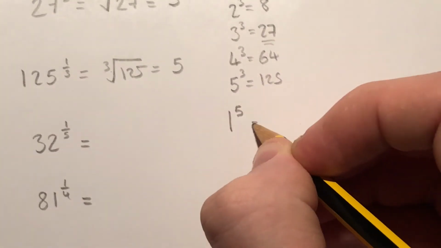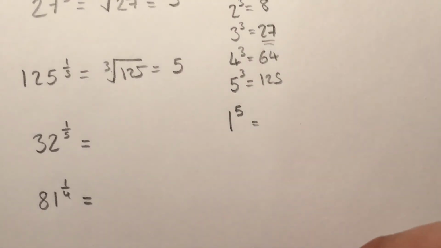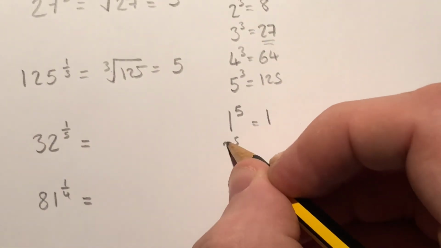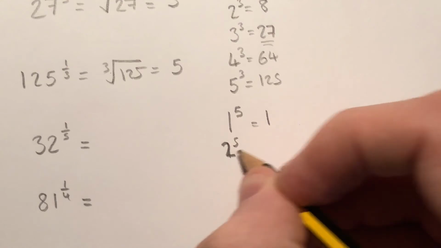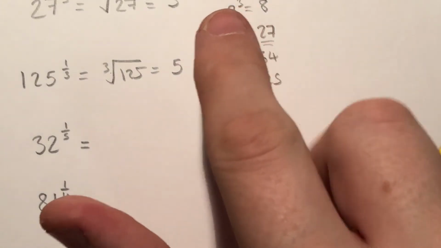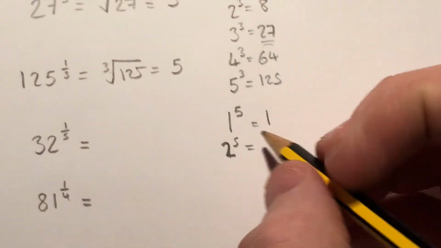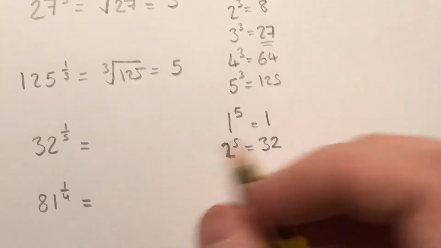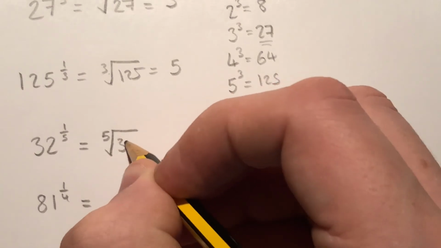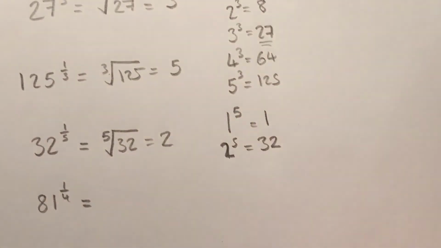We've got 1 to the power of 5. Well, 1 times 1 times 1, it doesn't matter how many times we times 1 by 1, we still get 1. That's easy enough. 2 to the power of 5: well, 2 times 2 is 4, times 2 is 8, times 2 is 16, times 2 again gives us 32. That's the number I'm after here. So this is the 5th root of 32. We just discovered the 5th root of 32 must give us 2.